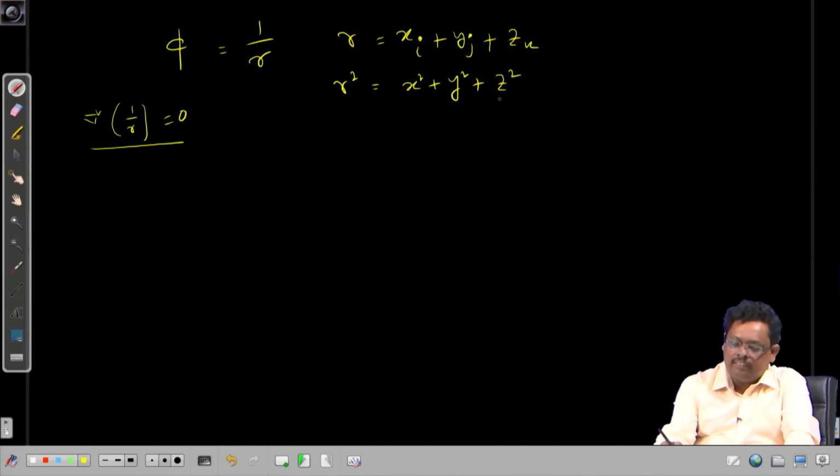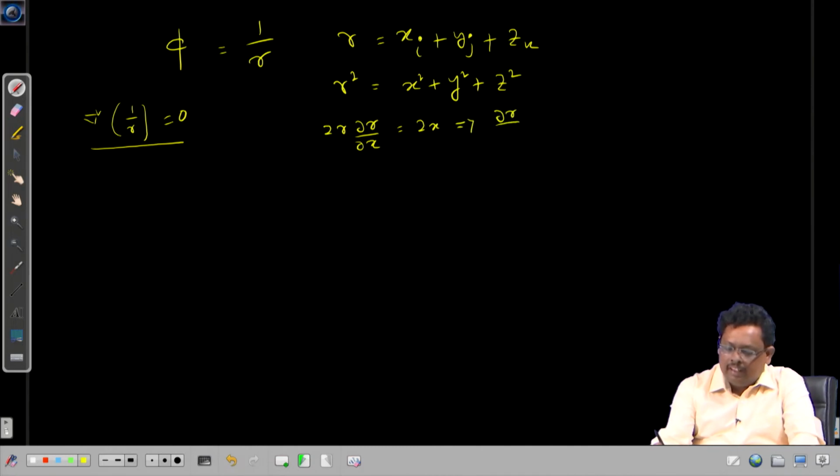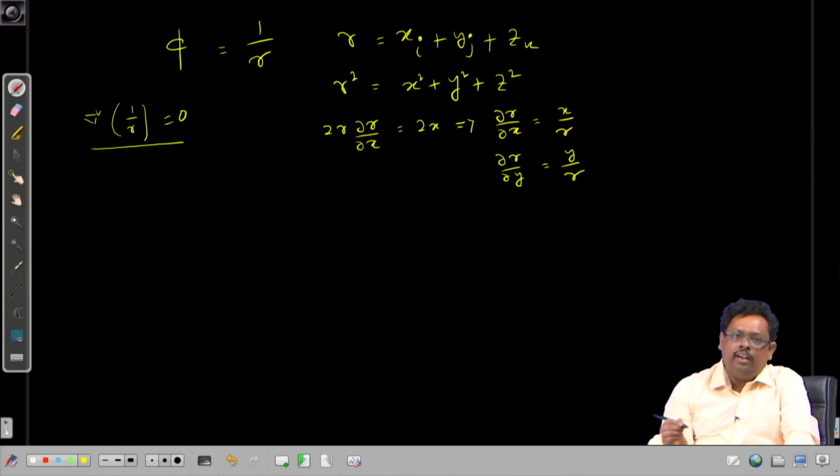So, I just differentiate with respect to x, we get 2r into del r del x equal to 2x, which implies del r del x equals x by r. Similarly, I can find del r del y equal to y by r, and del r del z equal to z by r.